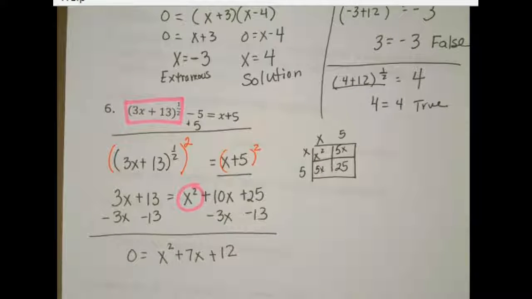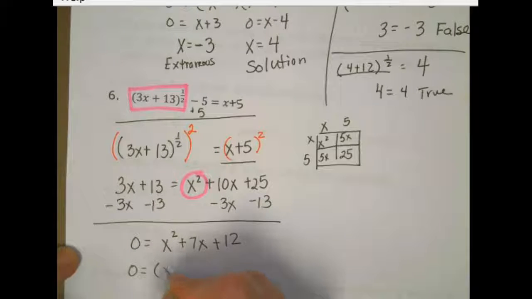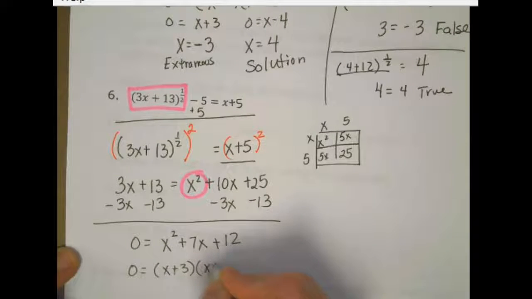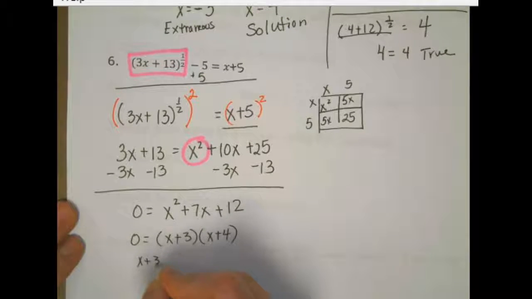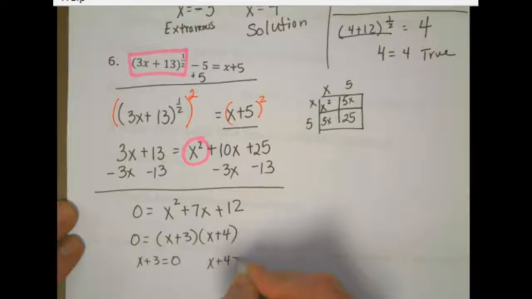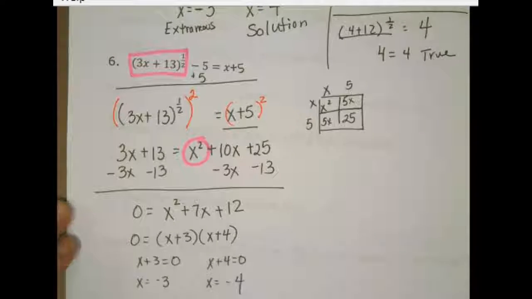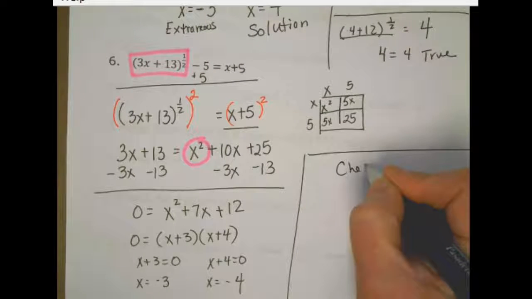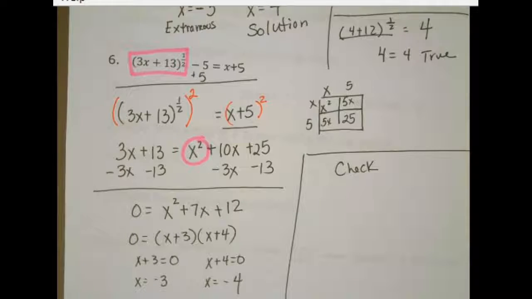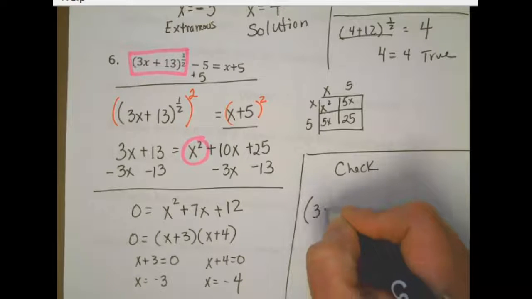Now, we did the factors of 12 on the previous problem, and the 3 and the 4 are going to add up to get the 7. And so x plus 3 equals 0, x plus 4 equals 0. When I solve it, I get my two answers. If I have two answers, I have two checks. Go back to the original problem to check.